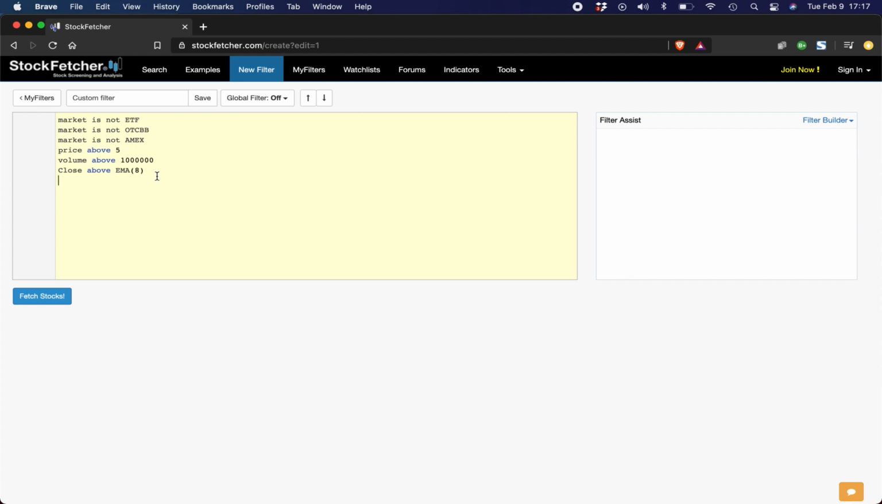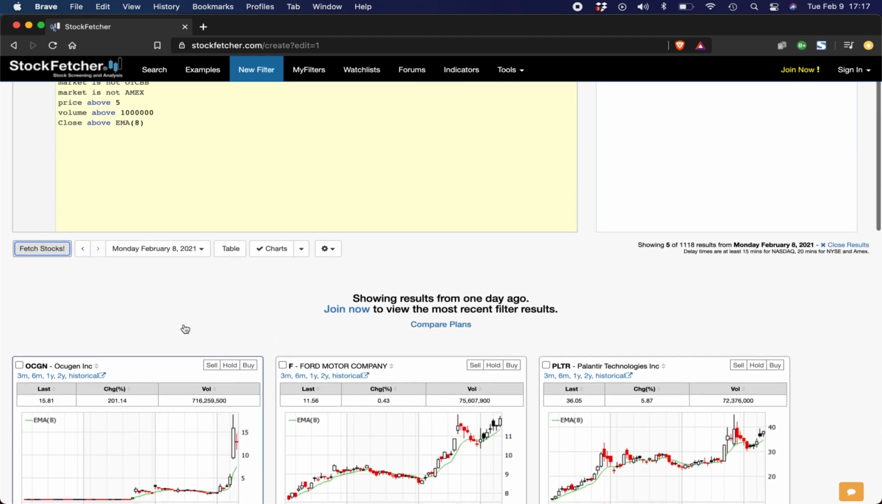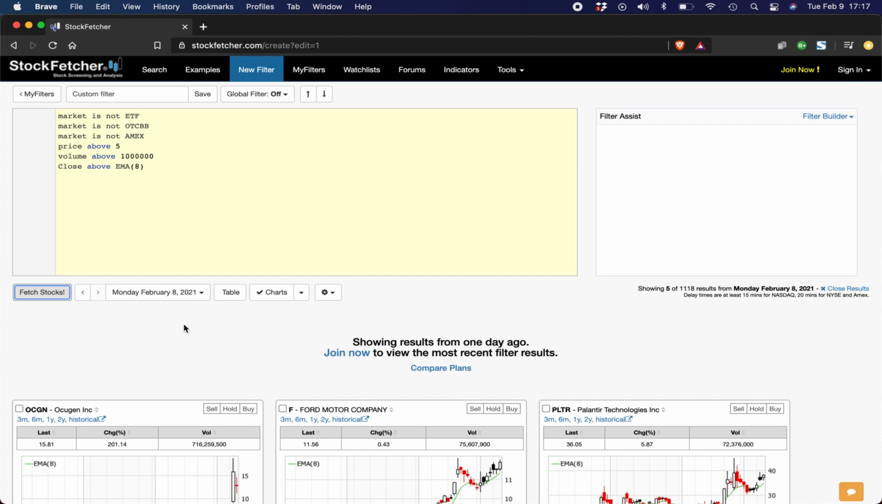Now again, I always run this filter at the end of the trading day to see what stocks closed above the T line. When you run this, it will show results. So here I can see about 5 stocks. This is the free version, and I get the results from 1 day ago. So today is Tuesday, February 9th, and I ran this filter at the end of day today, so I get the results for stocks closing above the T line at the end of day yesterday, which is Monday, the 8th of February.